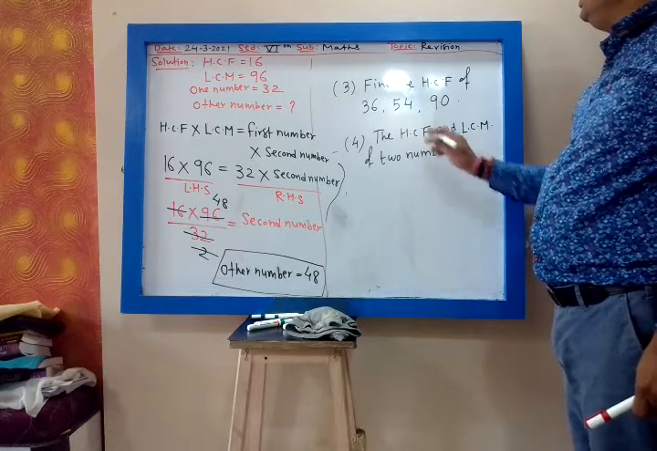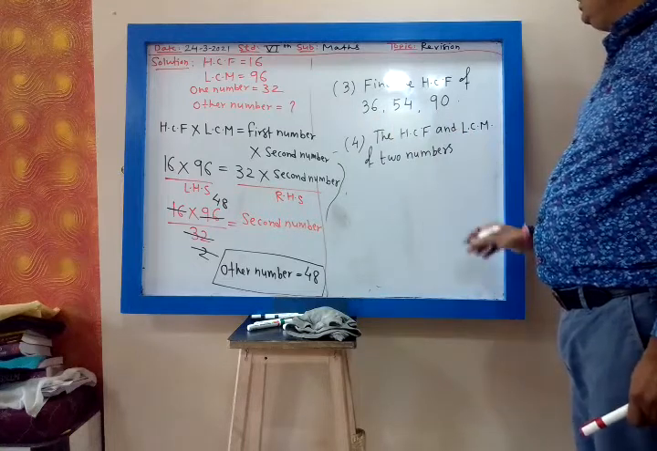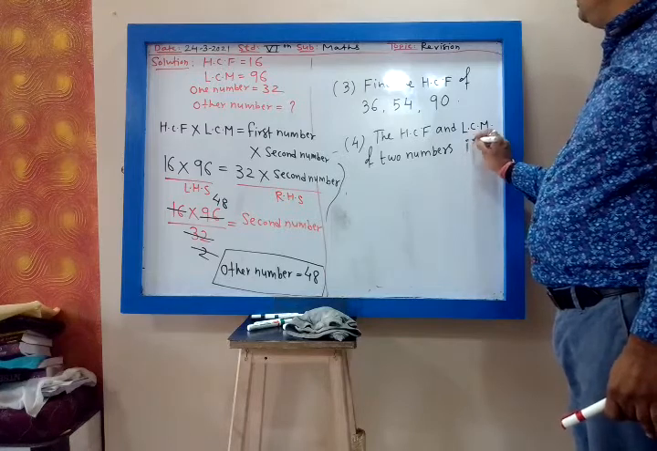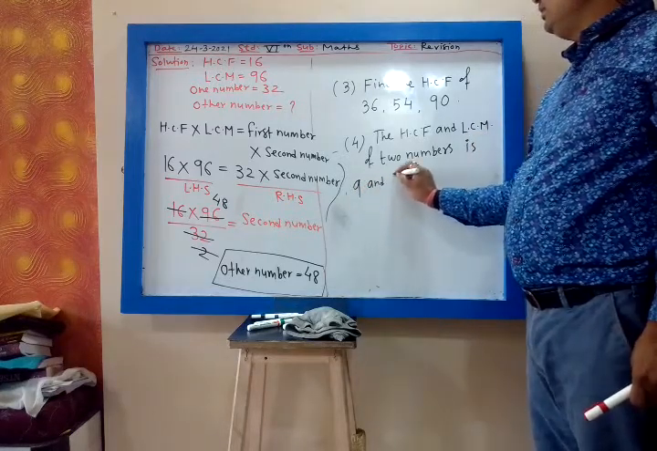Start writing. Find the SCF of 36, 54, 90. The SCF and LCM of two numbers is 9 and 54.